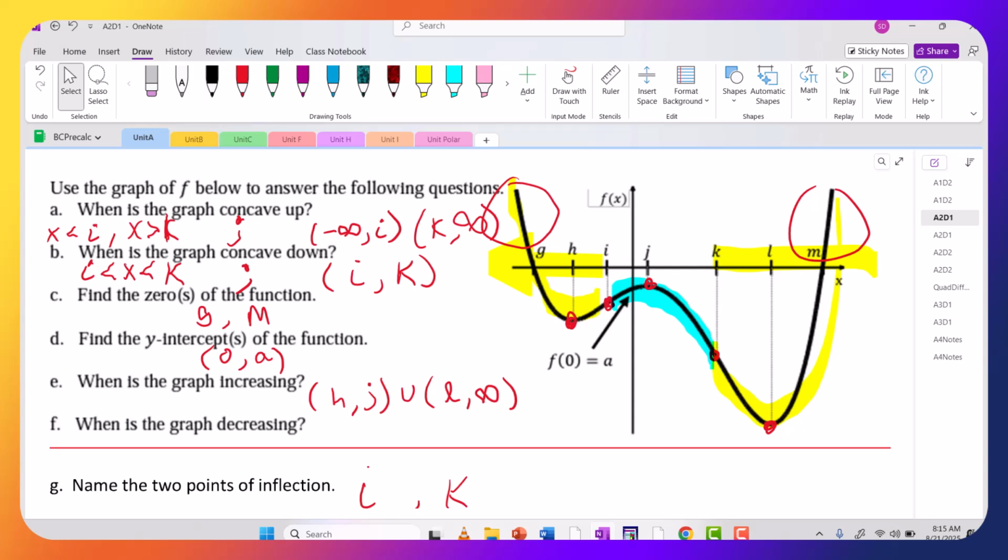All right, now let's go back up to here. Now we can look at A. When is the graph concave up? Follow this blue here. When I input these x's, all of these, that's where I get the yellow outputs that I have colored on the left. So what are those inputs? That's when x is less than I. That's writing it as an inequality. Interval notation, that's when you plug in negative infinity up to I.